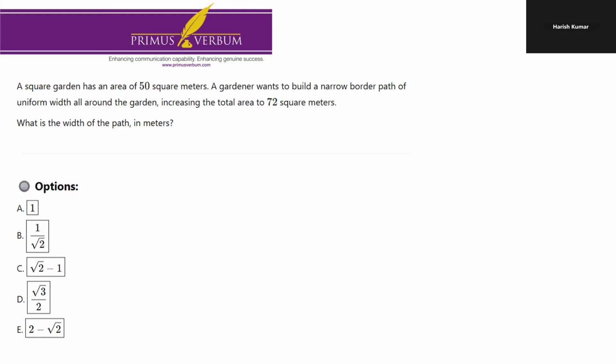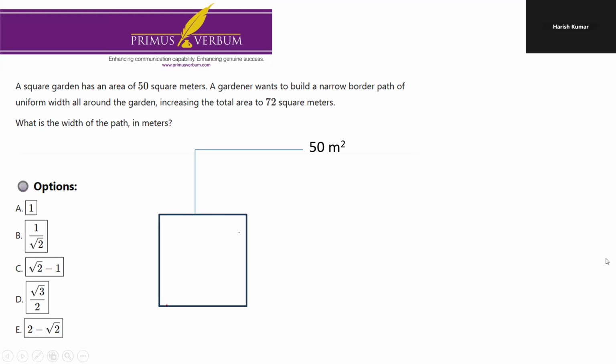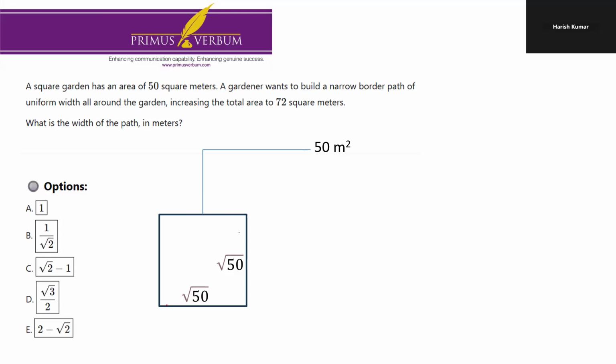Okay, now let's go ahead and visualize the setup. A square garden with an area of 50 square meters. So this is what exists. Now, what other information can you deduce from this? From this, we can definitely deduce the length of the sides of the square garden. And it's going to be root 50.